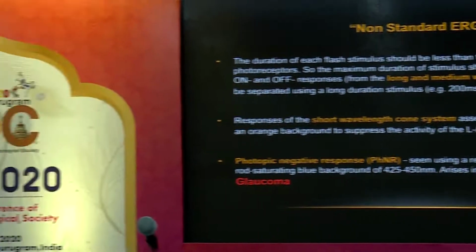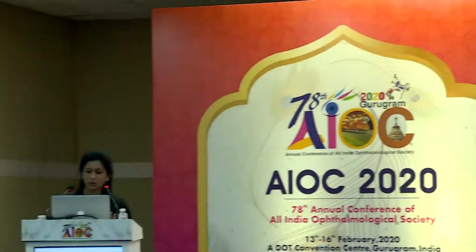For example, we can test the long and medium wavelength cone systems with the red and blue ERG. Then we can check the short wave again with the blue ERG, and the photopic negative response using a red flash of 650 nanometer, useful in glaucoma. But these are mainly for research purposes, or if you have a unique case like ESCS, Goldmann-Favre, that is to consider.